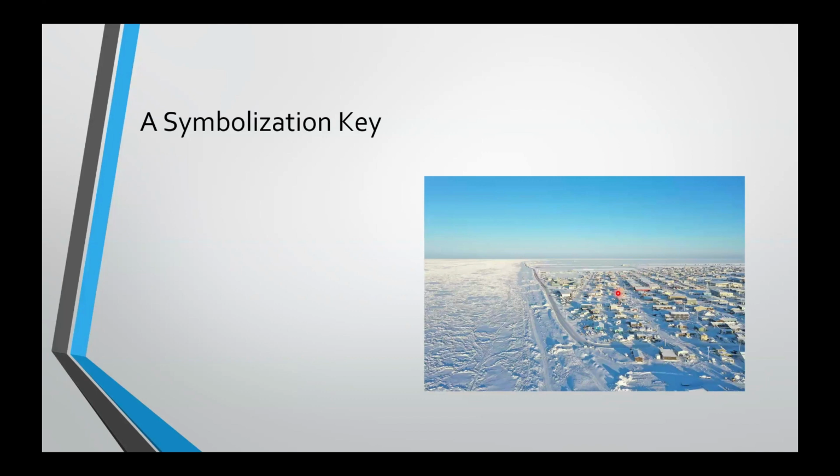Okay, we're now in a position to start setting up a symbolization key. So the first thing that we need to do is specify our universe of discourse. So we're going to say cities in North America. Now, one thing that's really important when you're establishing a universe of discourse is it has to be clear what is in the universe of discourse and what is not. That has to be something that's always very clearly specified. You have to be able to tell what objects are in it and what objects aren't.